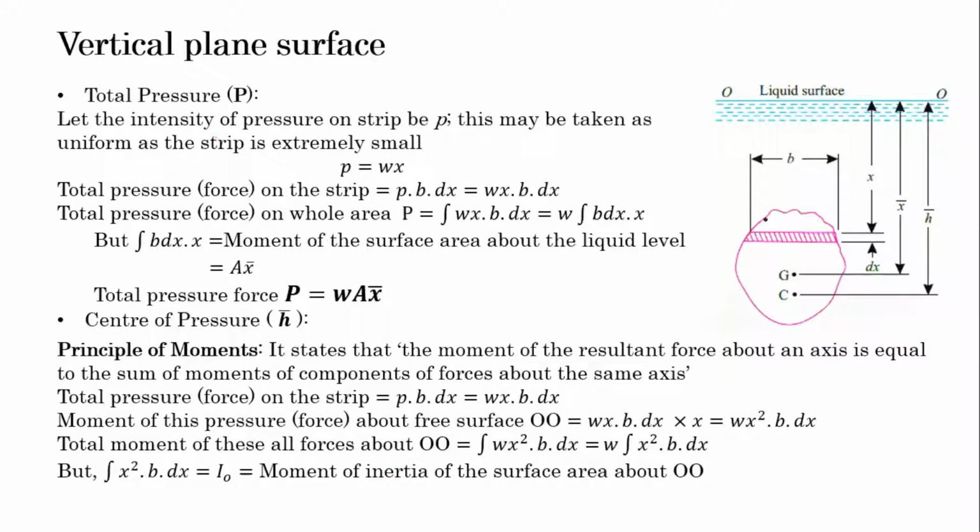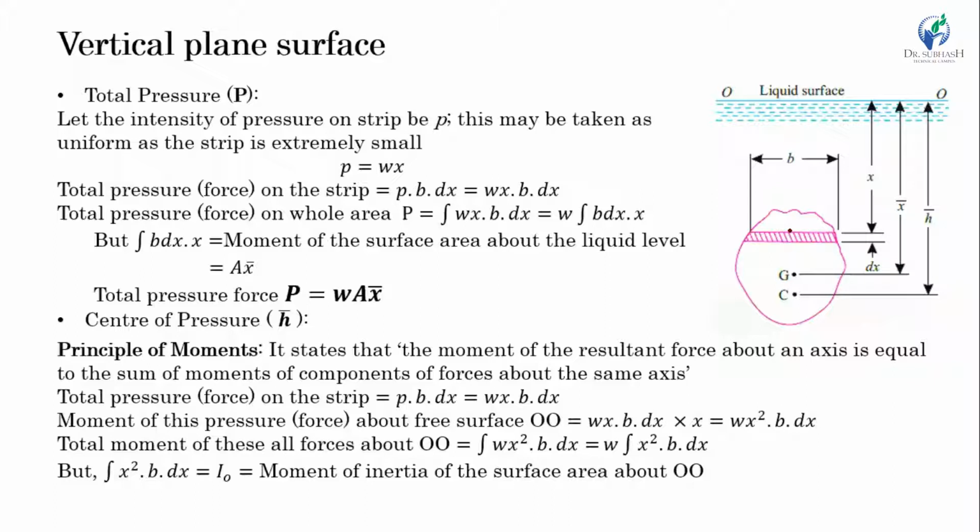Here you can see a vertical surface of arbitrary shape, at a height x from the free surface of the liquid. This is the free surface of the liquid, OO. For calculating the total pressure force acting on this surface, let's consider a very small strip of vertical height dx and width b, and let the depth of this strip from the free surface of the liquid be x.